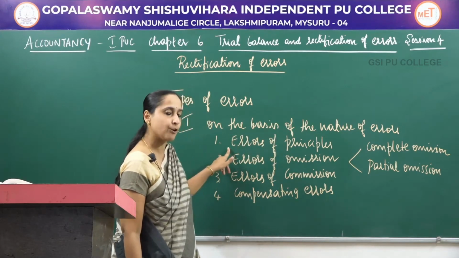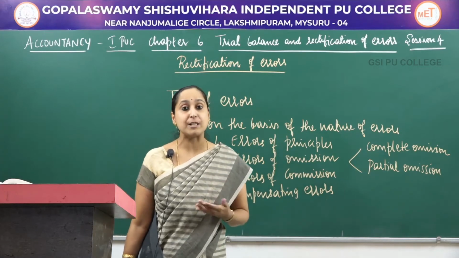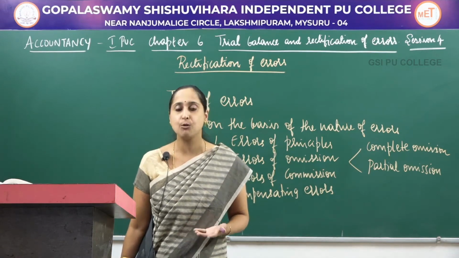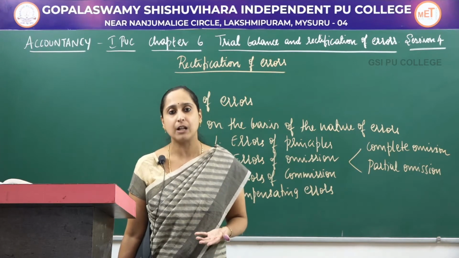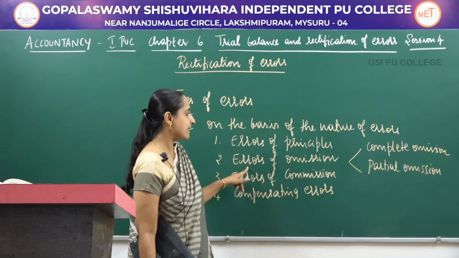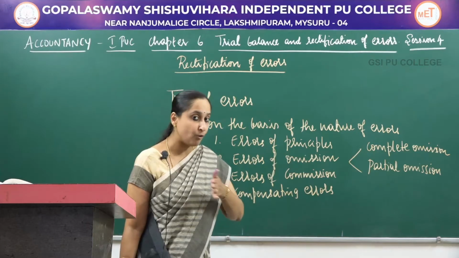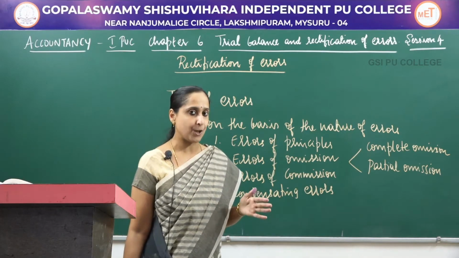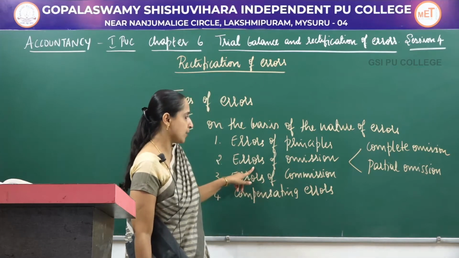Errors of principles. Errors of principles means not following accounting principles. When you do not follow the general principles or basic principles of accounting, that we call it as error of principles. Next is error of omission. When you do not record a particular transaction, when you omit few transactions to record in the books of accounts, that we call it as errors of omission.